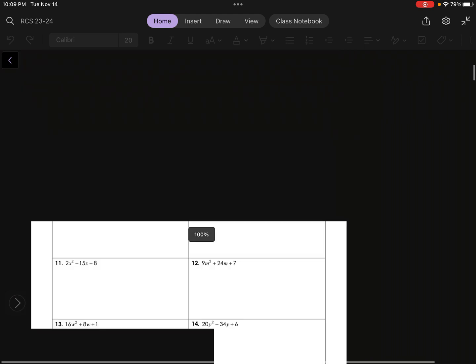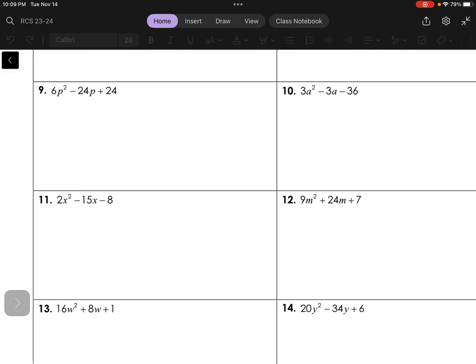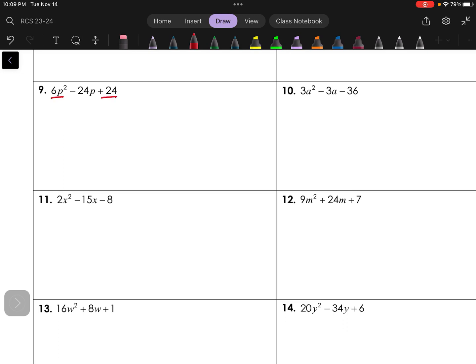I'm looking at some problems from your homework. I wanted to start out with problem number 9 to dive into first. So the way that your notes advise you to go after something like this is we're going to take this coefficient that's in front and multiply it by this 24 at the end. So we can rewrite this as p squared minus 24p, and then I need to do 6 times 24, which is 120 plus 24, so 144. And then we can factor this from here. It's a little bit easier without that 6 there.